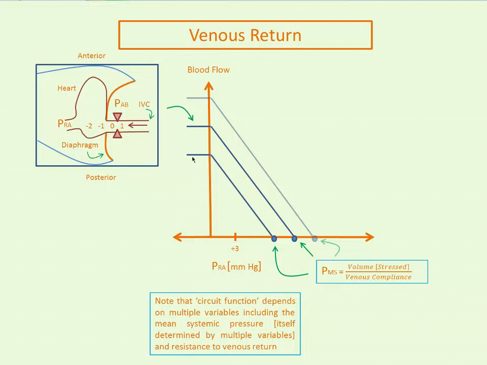And again, the level of blood flow at which maximal venous return occurs is dependent upon your underlying mean systemic pressure. And also, which I don't have illustrated here, the resistance to venous return. The resistance to venous return shifts the slope of the venous return curve. If you have a low resistance to venous return, the slope shifts up and to the right. If you have a high resistance to venous return, the slope shifts down and to the left, while the mean systemic pressure stays the same.